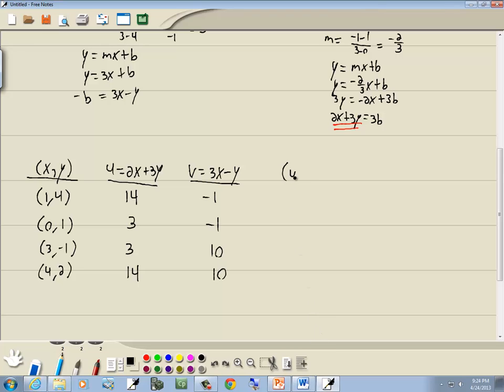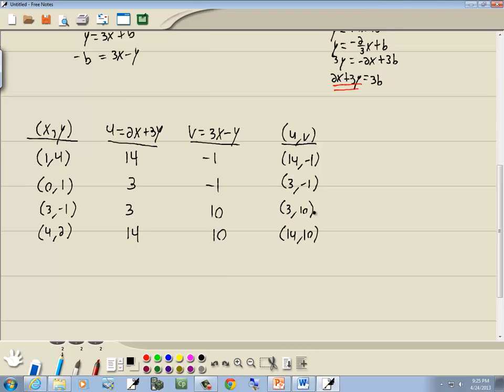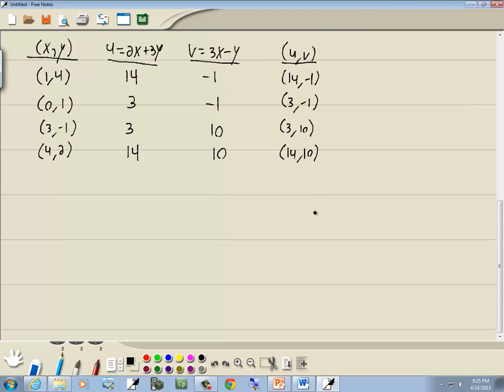So, with our transformation, our new points are going to be (14, negative 1), assuming I didn't make any basic math error, (3, negative 1), (3, 10), and (14, 10). Now let's go ahead and sketch these.